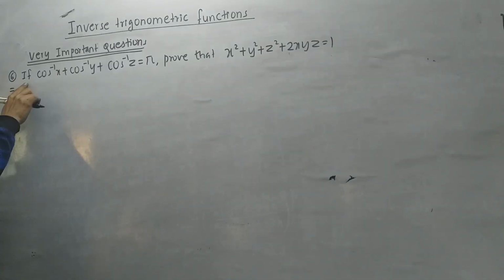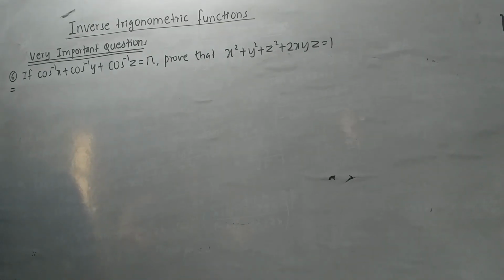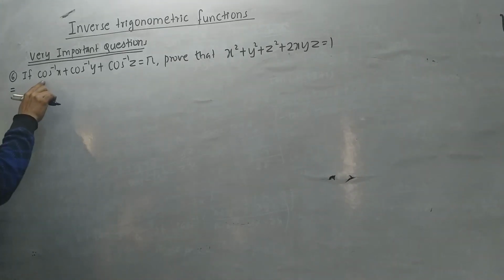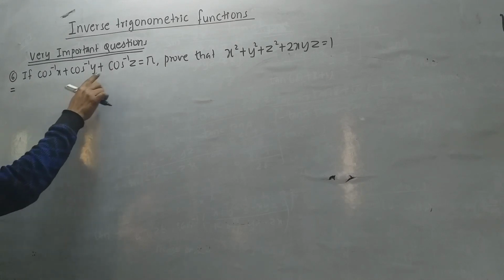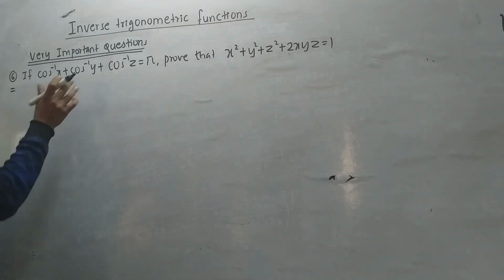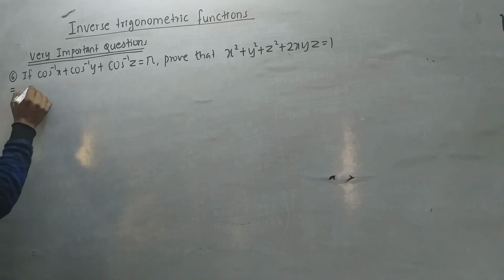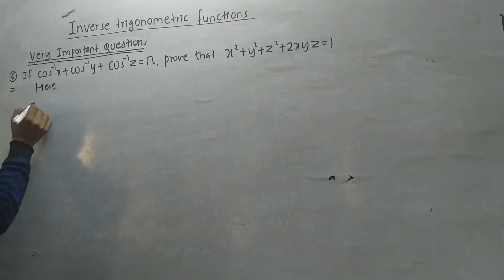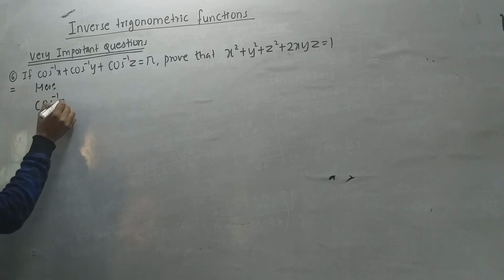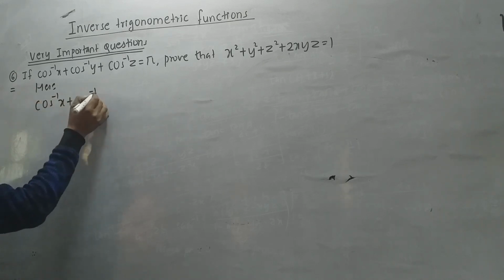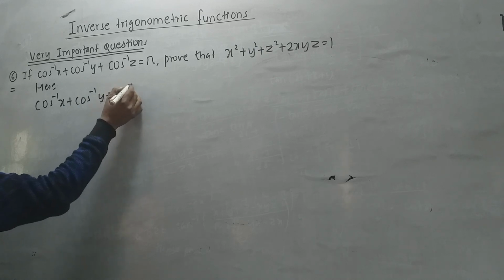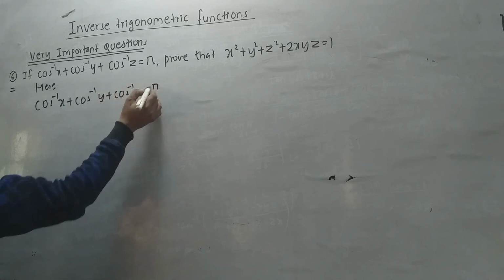Question number 6. If cos inverse x plus cos inverse y plus cos inverse z equals pi, prove that x square plus y square plus z square plus 2xyz equals 1. So our provided condition is cos inverse x plus cos inverse y plus cos inverse z equals pi. So by using this we have to deduce that expression.